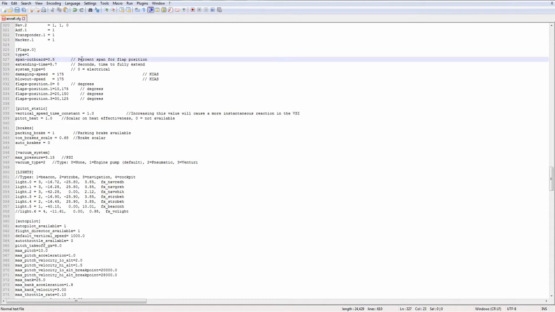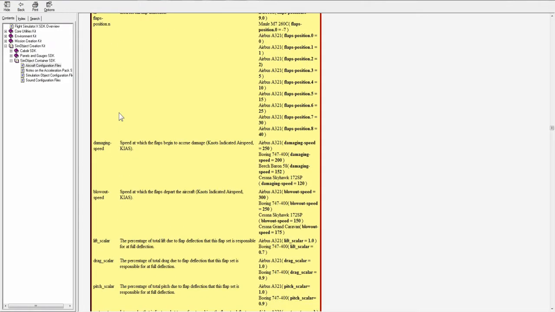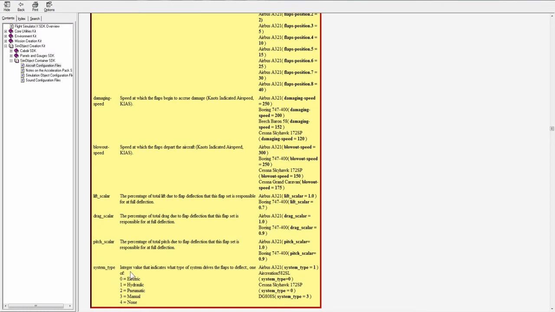The span outboard is the % span for flap position. The extend time is the seconds in time it takes the flaps to fully extend. That is, go from none to full. The system type is 0 for electrical on this plane, but we can have either electric, hydraulic, pneumatic, manual, or none on here. So we're electric on the Caravan, and for most planes it probably will be electric. But some planes, like the DG808S, have a manual flap position.